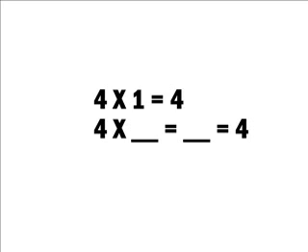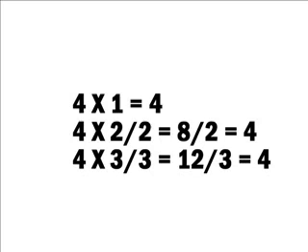Eventually the kids, after discussion, realize that they can multiply by 1, but the 1 is going to be a fraction this time. So for example, in this case, we have 4 times 2 over 2, which equals 8 over 2, which equals 4. Or I could use a different 1, as in 3 over 3. So 4 times 3 over 3 gives us 12 over 3, which is still 4.